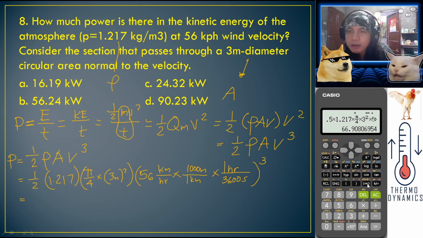Pi over 4D square. Saan tayo nagkulang? Ay! Yun, may nagkulang talaga tayo. So guys, huwag natin gagayahin yung pagkakamali. Bakit, sir? Wala, hindi natin na-cube. Yun yung possible na error na magawa natin. Nakalimutan nating i-cube yung ating velocity. So balik tayo. 56 times 1,000 all over 3,600. Sigurado tayo. Pwede na to.